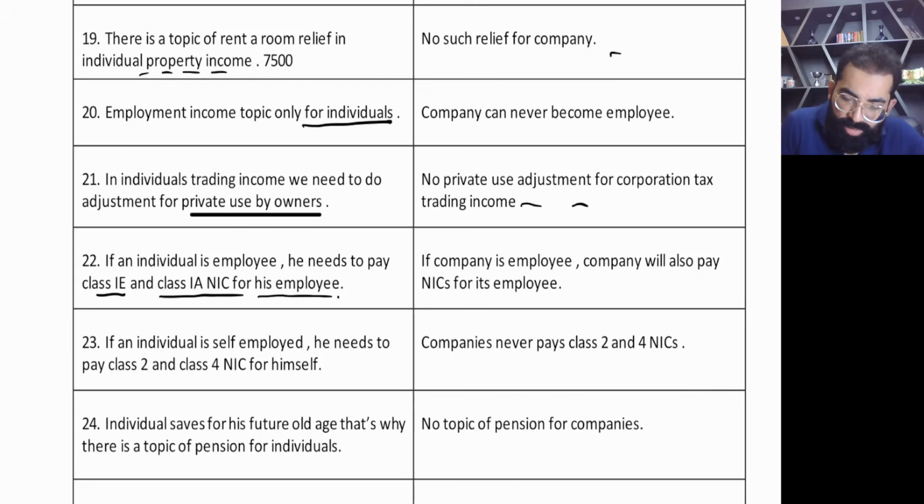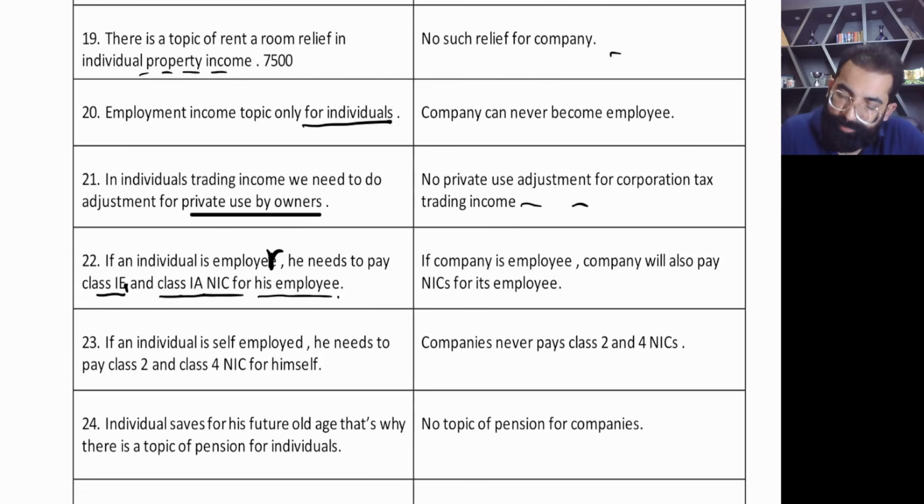No, if an individual is an employer, then each and every employer pays class 1 employer NIC and class 1A NIC for his employee. If in the UK you are an employer, you need to pay class 1 employer NIC and class 1A NIC for your employee. But be careful, class 1A NIC is only paid by the employer when you are providing non-cash taxable benefits.